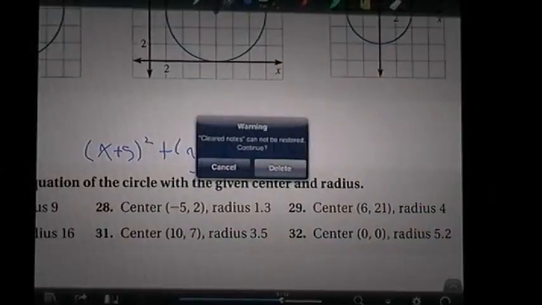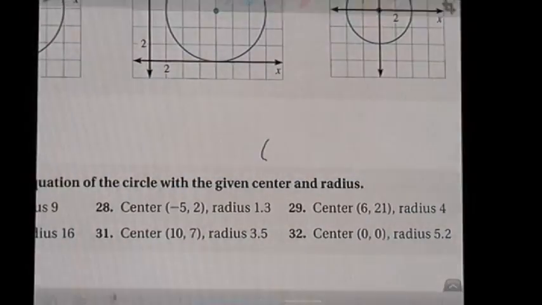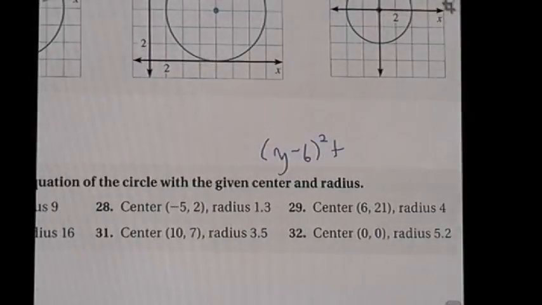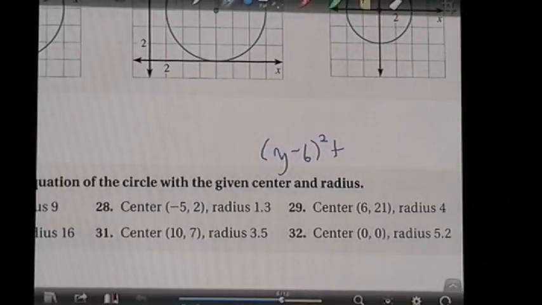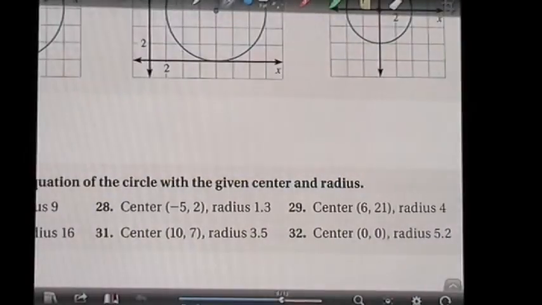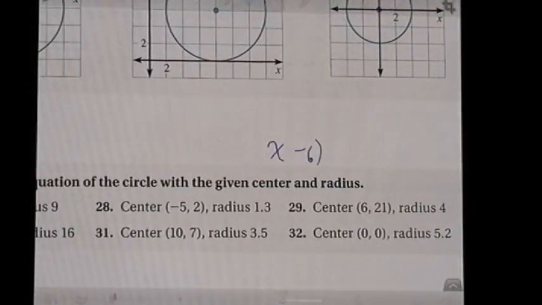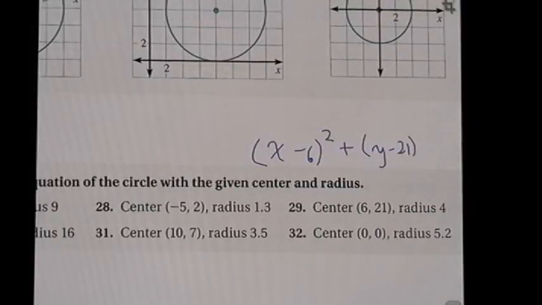Okay, moving on to number 29. X is +6, so that's going to be negative here. I said y. Try that again. X minus 6 squared plus y minus 21 squared equals 16. 4 squared.